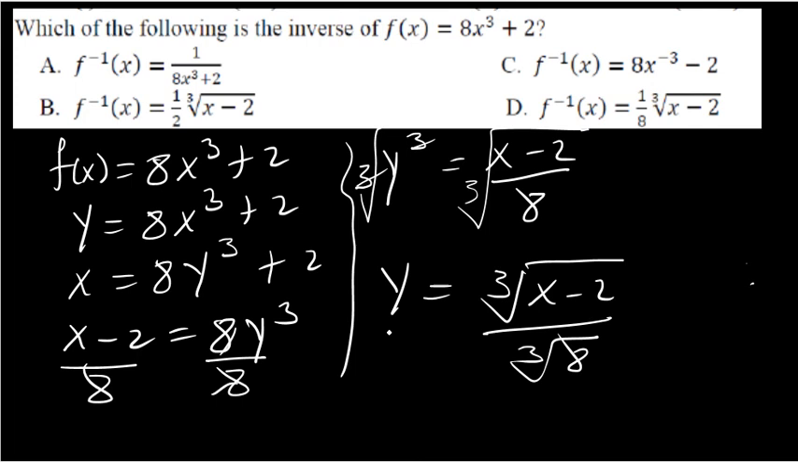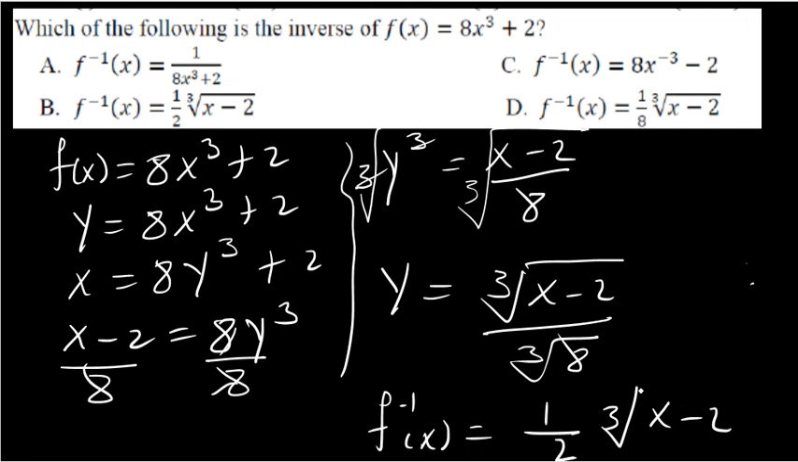Now the inverse. y means the inverse of x. So f inverse of x will be 1 over 2, then cube root of x minus 2. So the answer is found in B. Yeah, it's here. This is an inverse function like that of our previous question. Okay, this is our question number 9 for today. Let's continue to question number 10. Here it is.